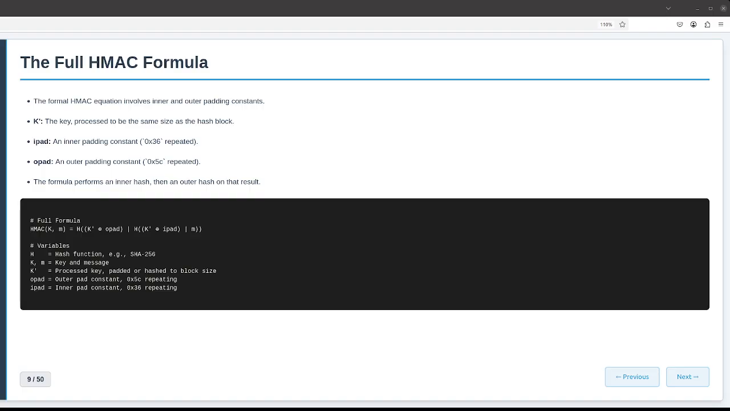K is the secret key, and M is the message. K' is the key after it has been pre-processed to be the exact block size of the hash function. The symbols opad, which stands for outer pad, and ipad, which stands for inner pad, are special, fixed constant values. The XOR symbol represents a bitwise XOR operation, and the vertical bar symbol represents concatenation. In the next slides, we will walk through this formula one step at a time.